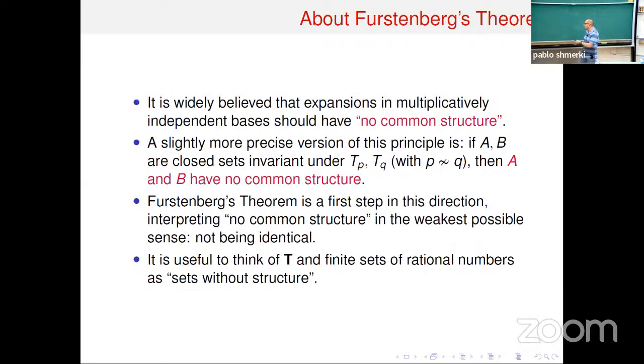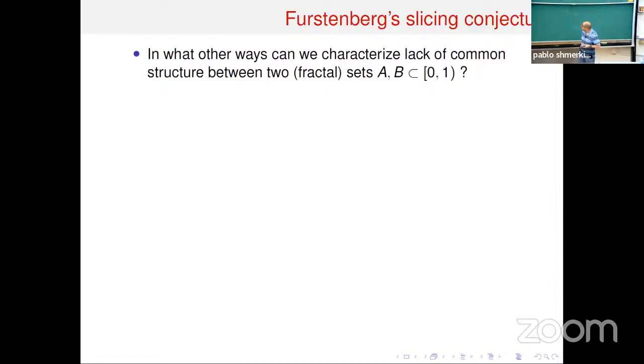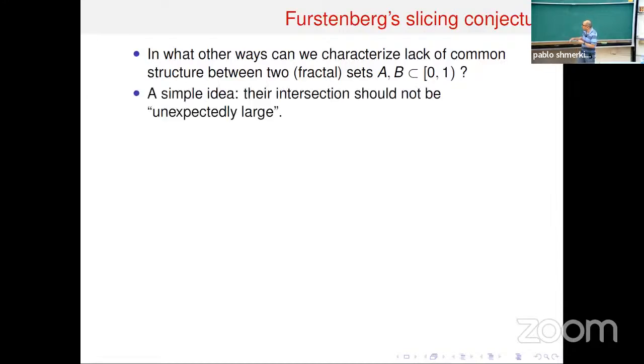Okay, but one would like to be a little bit more refined and allow different sets to still have common structure. So how can we do it? Well, there is a very natural way. There is more than one way, but there is a very natural way, which is to look at the size of the intersection. So we have two subsets of the real line. If the intersection is unexpectedly large, then we can think of A and B as having common structure.